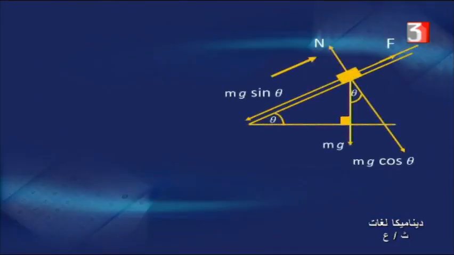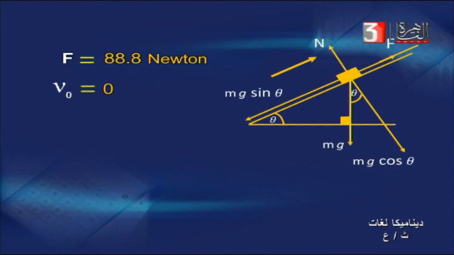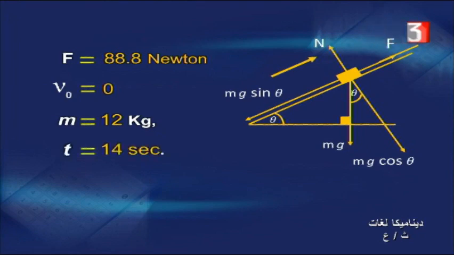Now we have a body of mass 12 kg placed on a smooth plane inclined at an angle of measure 30 to the horizontal, and a force of magnitude 88.8 Newton acts in the direction of the line of the greatest slope upwards the plane. Then F equals 88.8 Newton, the initial velocity v naught equals 0, and the mass of the body equals 12 kg. The force acts for 14 seconds.